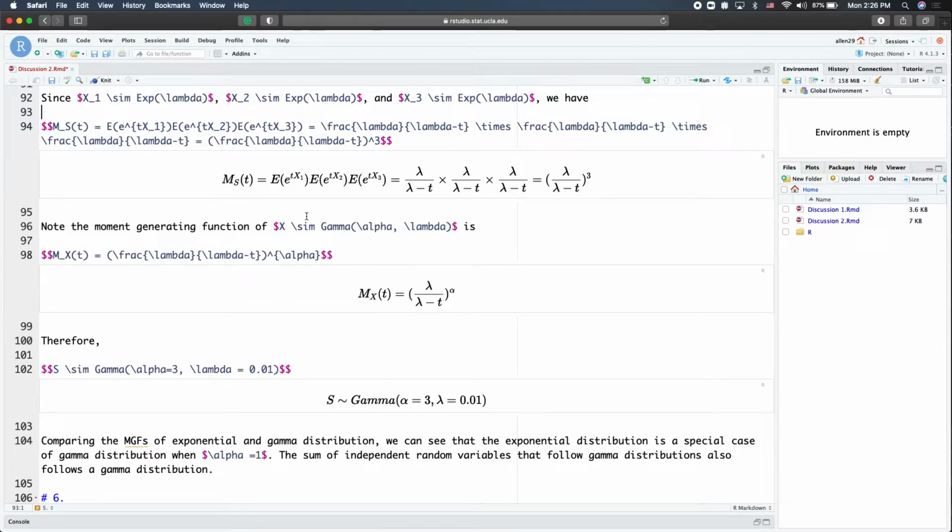We also know that the moment generating function for a gamma distribution has the form like this: lambda over lambda minus t raised to the power of alpha. So we recognize that.